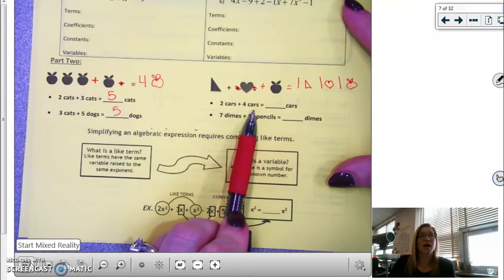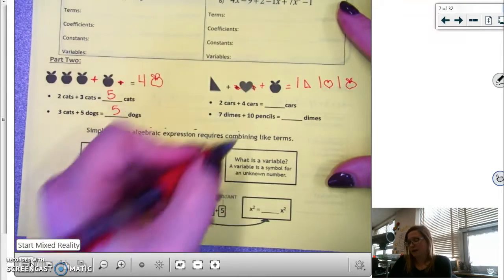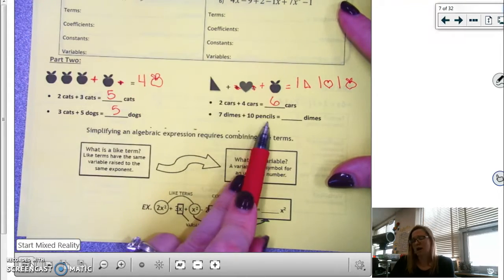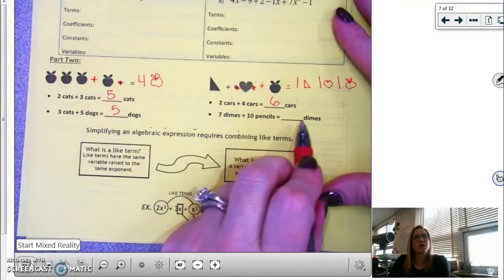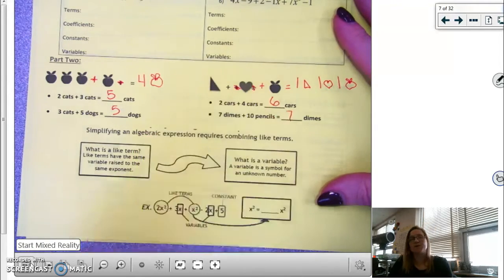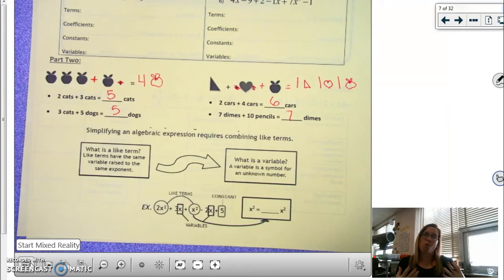2 cars and 4 cars, cars and cars, I can combine. Dimes and pennies, can't combine those. 2 totally different things. I just want to know dimes, 7 dimes. So that's kind of what like terms are like.